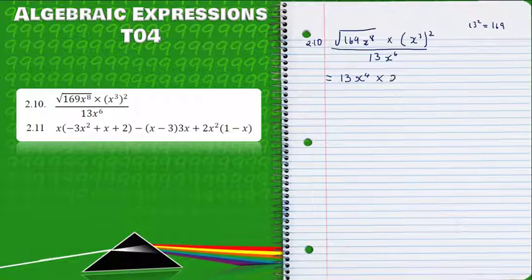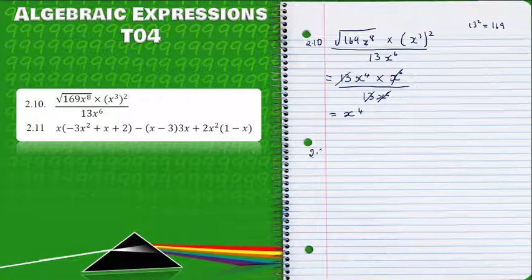So this becomes x to the power of 6 over 13 x to the power of 6. All right. At this point, we can actually start cancelling out because this is a multiplication sign. So I can multiply the 13s, cancel out the 13s and cancel out these x to the power of 6. So all that's left then is just this x to the power of 4.